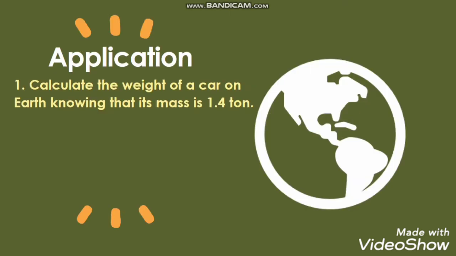Let's start by solving this application. Calculate the weight of a car on Earth knowing that its mass is 1.4 ton. We must have the units in the SI unit, so we must convert from ton to kilogram. To convert from ton to kilogram, we must multiply by 10 to the power 3. So step 1 is 1.4 times 10 to the power 3, which is 1400 kilogram. Then the next part. All the units are in the SI unit now, we can start solving.